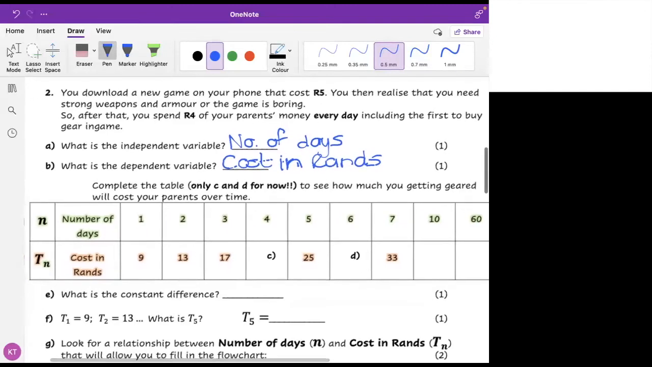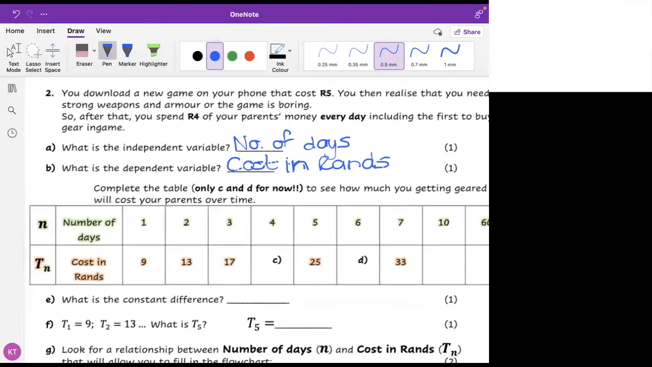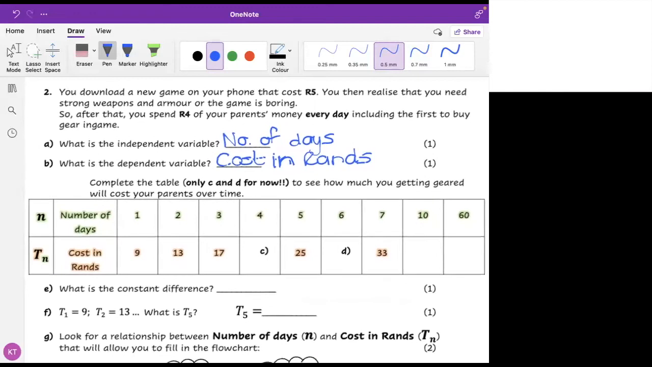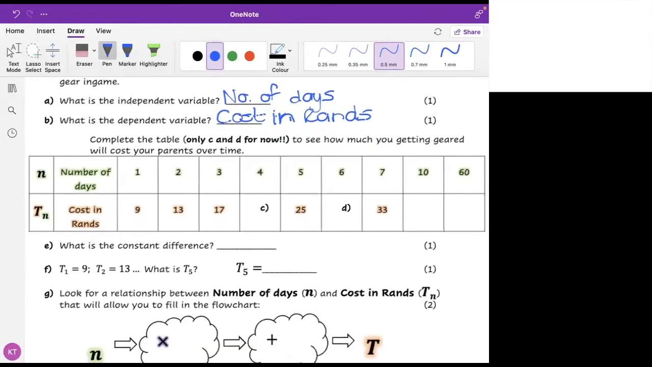So it says, complete the table, only C and D for now, to see how much your getting geared will cost your parents over time. In other words, the same as what we were doing on Monday's lesson, we're going to have a look at it now. So if I'm looking at the top, 1, 2, 3, 4, 5, 6, those numbers are staying the same. Those are my independent variable.